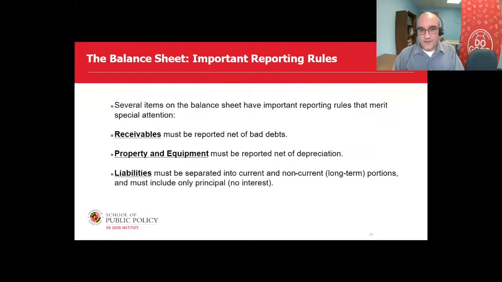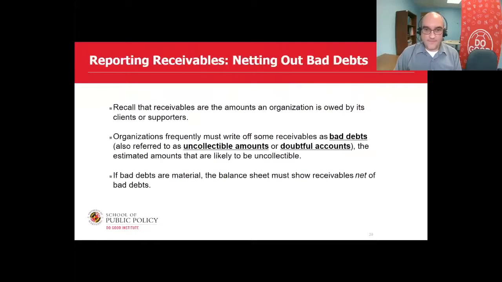First, accounts receivable, pledges receivable must always be reported on a net basis, taking away the amount that you don't expect to receive from bad debts. Second, property and equipment. Those are assets that have value, fixed assets, but you need to report those net of depreciation, which is essentially the amount of value associated with property and equipment that you're going to use this year. And finally, liabilities need to be separated into current and long-term, non-current portions, and you only need to count the principal on a balance sheet.